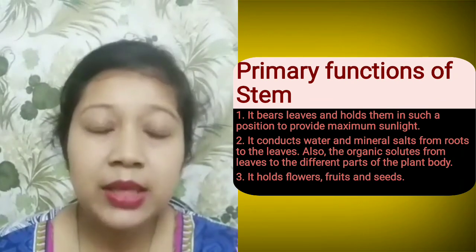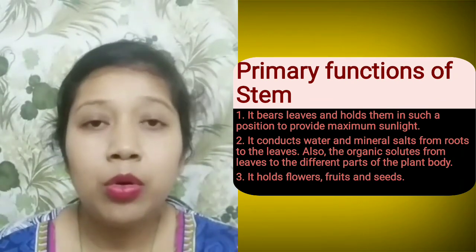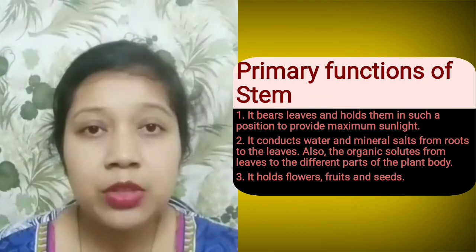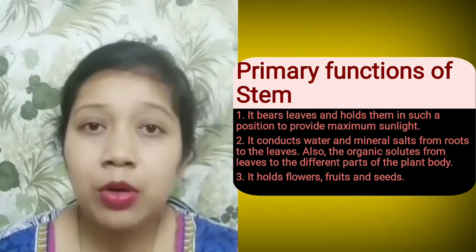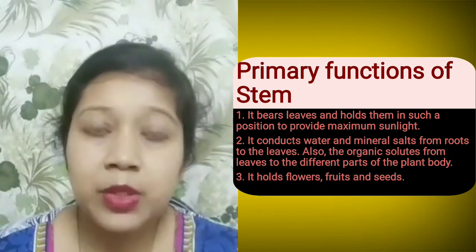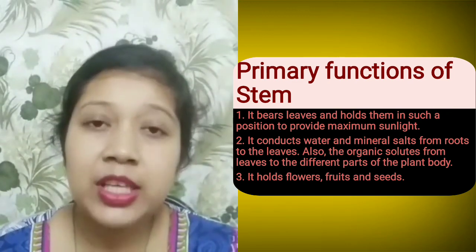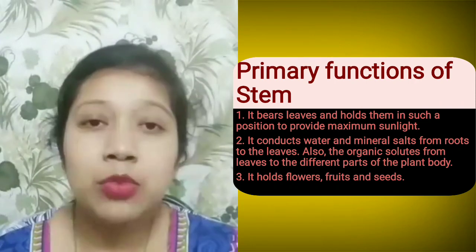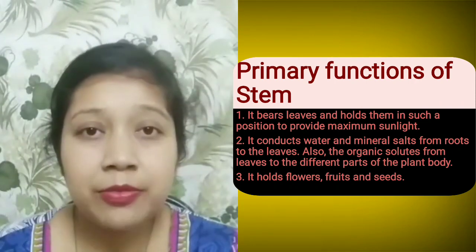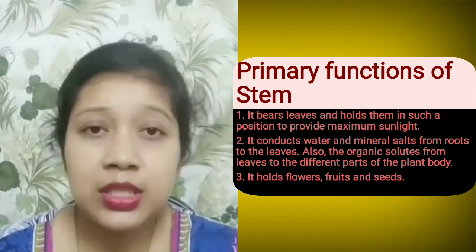Now let's come to the last part of the stem, that is the functions of the stem. At first, let's discuss the primary functions of the stem. Stems are mainly meant to hold the leaves. As we know, leaves are the special organs on the plant body which produce food. So the stem exposes the leaves towards sunlight so that they could receive maximum sunlight for the synthesis of food.